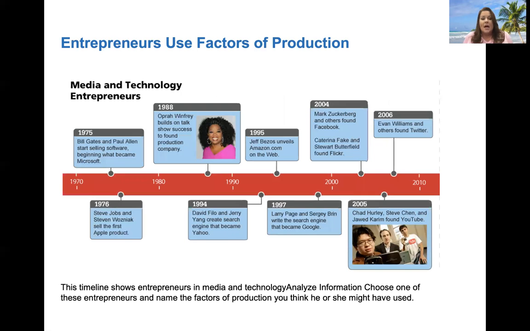Now, this is a timeline here of entrepreneurs. Obviously, everybody knows Bill Gates, Paul Allen. They started selling software and ended up being Microsoft. It's huge. Microsoft's huge now. Steve Jobs and Steve Wozniak, Apple. I mean, look at the iPhone. Right now, you're either iPhone or Samsung. And there are people I know that have different phones, but the two big players are iPhone and Samsung.